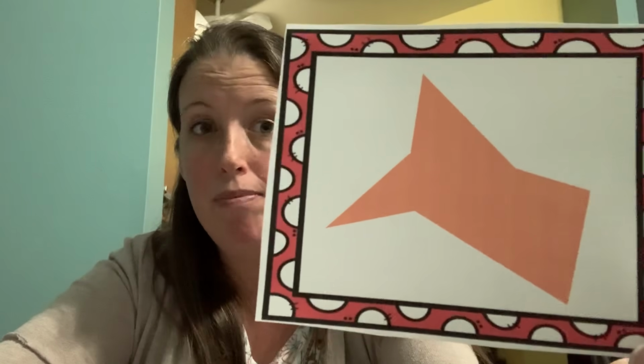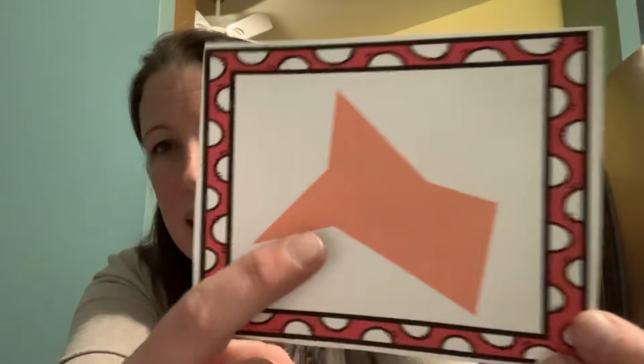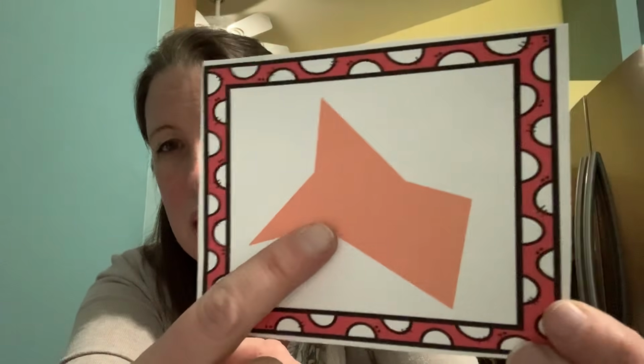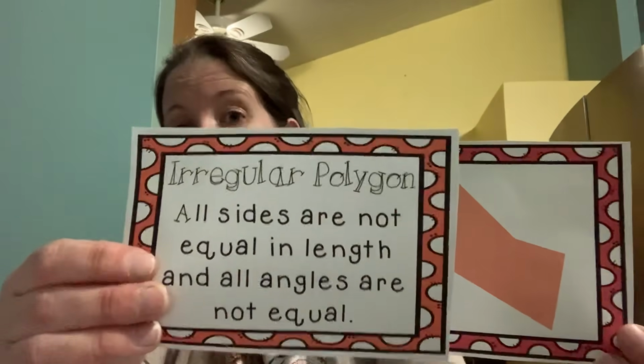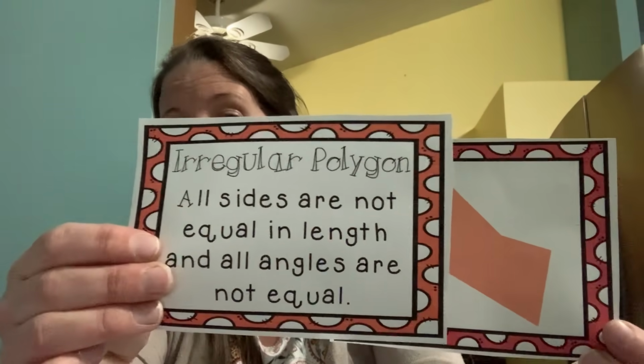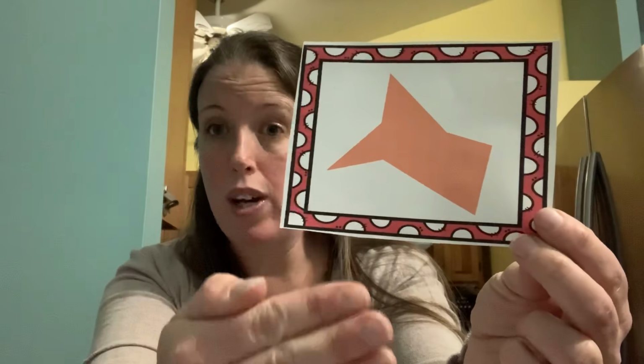That's not equal. And then I'm also looking at the length. Here is a small measure, where here is a much larger measure. So my side lengths are not equal, which means they're irregular. So it's an irregular polygon for this polygon. It is a polygon because it's closed, straight lines, they don't cross, but it's not a regular polygon because the sides and the angles are not equal.